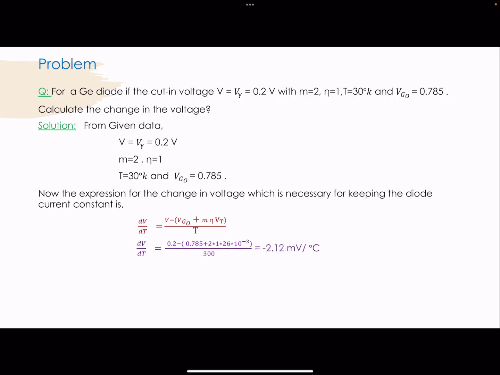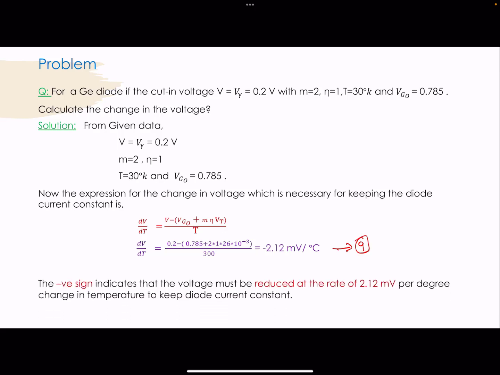dV by dt is equal to (0.2 minus 0.785 plus 2 into 1 into 26 into 10 to the power of minus 3) by 300. So finally we get the value of dV by dt is equal to minus 2.12 millivolts per degree centigrade. Let it be equation 9. Now the negative sign here indicates that the voltage must be reduced at the rate of 2.12 millivolts per degree change in temperature to keep the diode current constant.